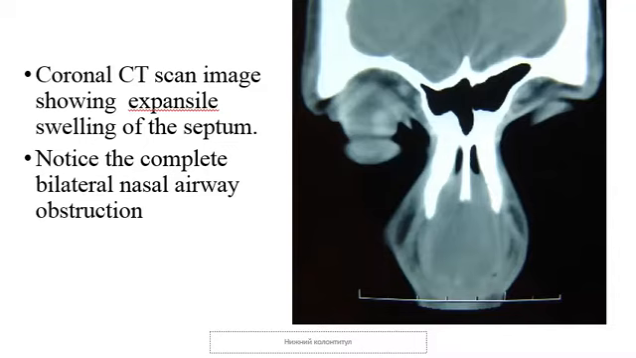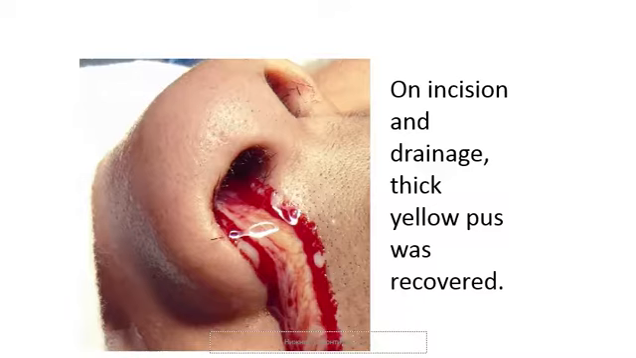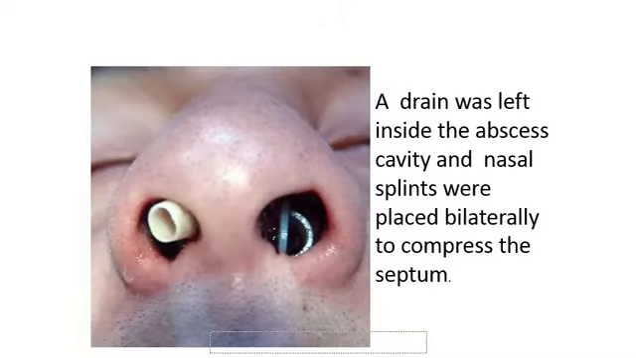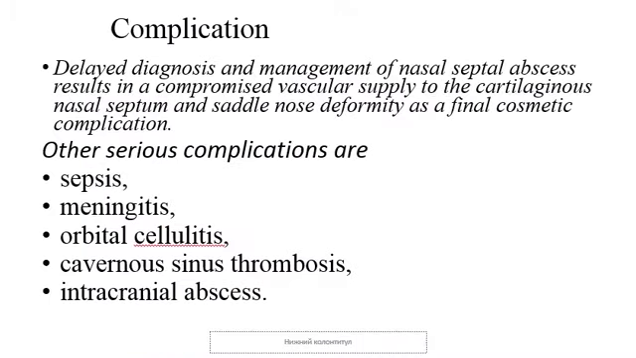What should we do? In our management, we should immediately do incision and drainage of this abscess. On incision and drainage, thick yellow pus was recovered, and after that a drain was left inside the abscess cavity, and nasal splints were placed bilaterally to compress the septum.